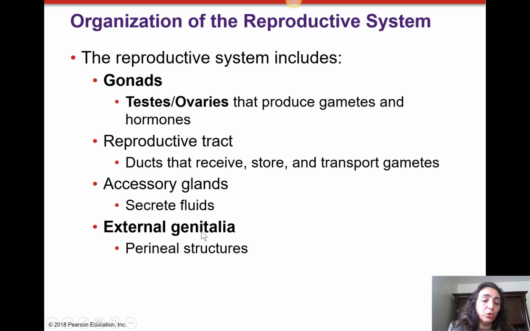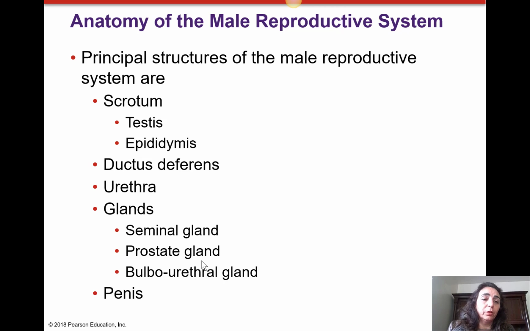Then we have the external genitalia, the external part of the reproductive system, in the perineal area. Those are perineal structures. You remember the perineal area is the area between the urethra and the anus, right, on the bottom. Now, let's start with the male reproductive system, and after these two videos on the male reproductive system, we continue with the female reproductive system.